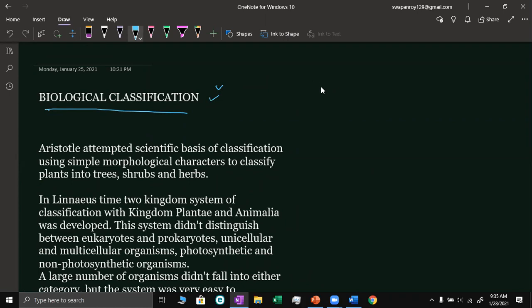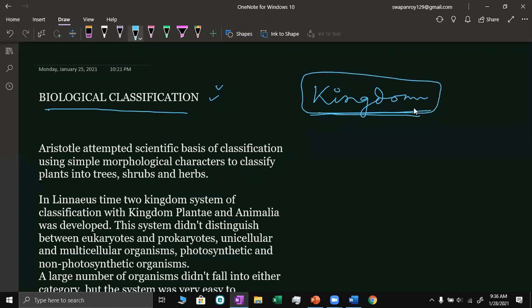In the classification, all the organisms have been grouped, and the largest group that is called the kingdom. So the organisms have been first divided or kept in a larger group, that is the kingdom. And there are different numbers of kingdoms in different types of classification. The most popular classification is a two kingdom system.